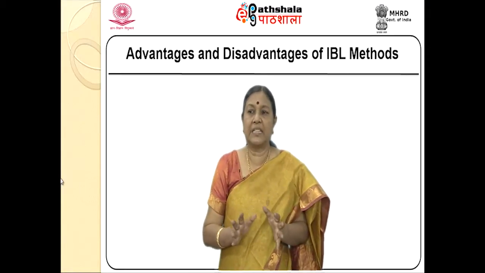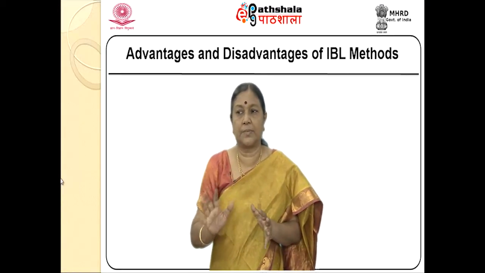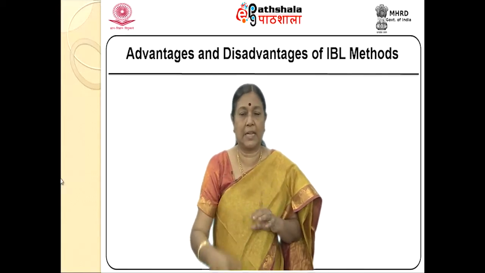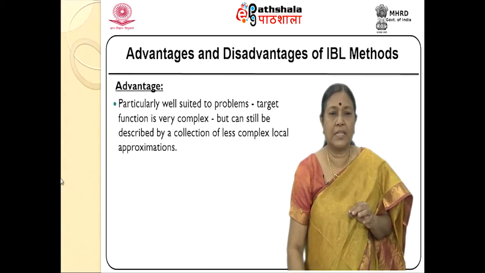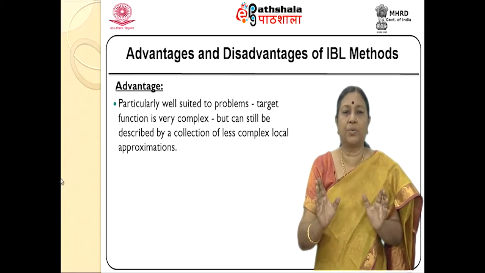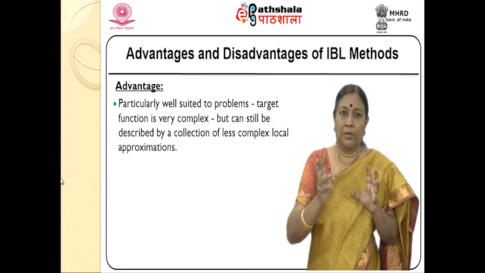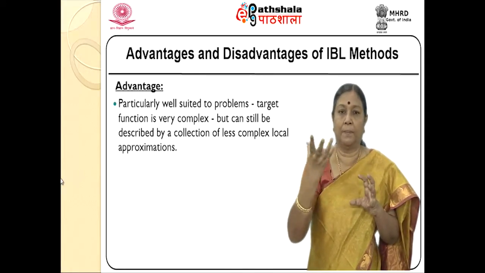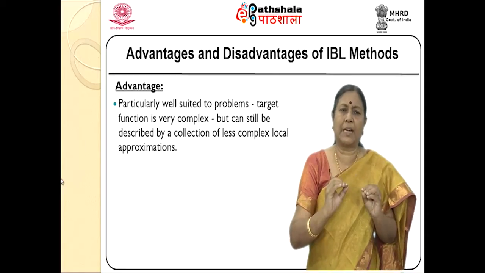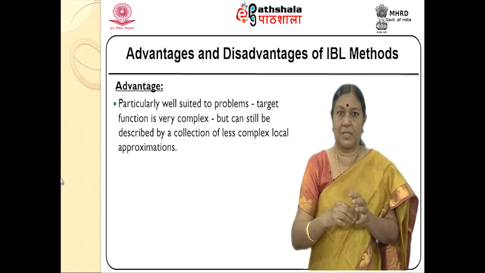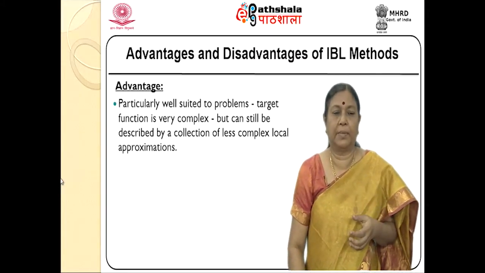So, what are the advantages and the disadvantages of these instance based methods? We are not looking at eager now, we are looking only at lazy methods, which is the IBL. The advantage is that it is particularly well suited for problems where the target function is very complex, because you cannot approximate globally, but it can be described by a collection of less complex local functions.